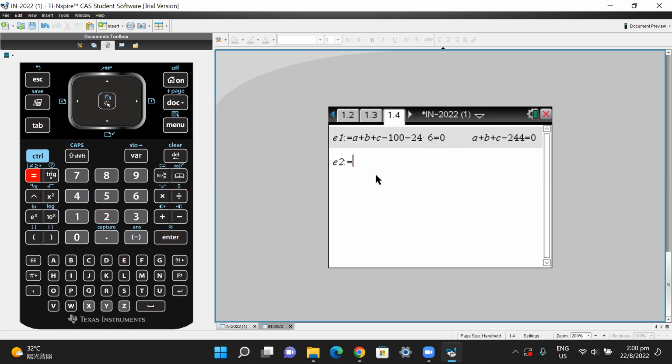And E2 equals to NA plus 5B plus 11C minus 100 times 2.5 minus 24 times 6 times 8 equals to 0.